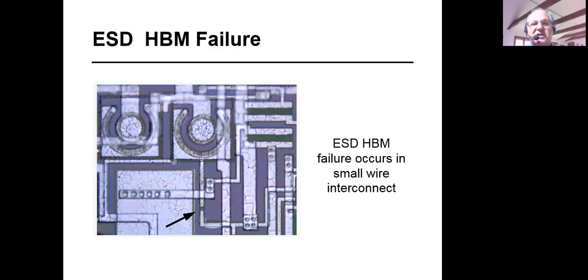Here's an example of an ESD failure from a human body model. You can see from the arrow that there's an opening in the metal line. This is what a typical human body model failure will look like. You can see that it's an aluminum interconnect and that there are cotton balls coming out of the other side.